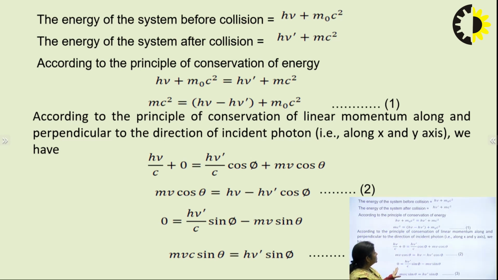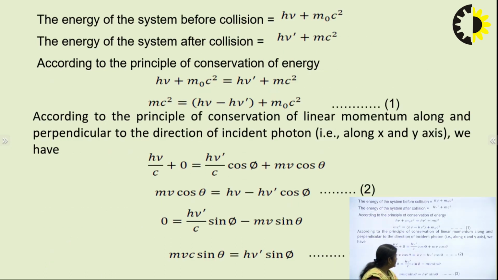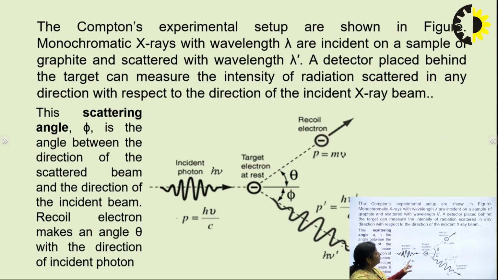If we do this, we have to first write down the momentum before collision in the y direction. All right, so we will look at the y direction. Here you can see that the incident photon is incident in the x direction. So if we look for the y component, we will not find any y component here. So for this reason, we have 0 here. All right, before collision.